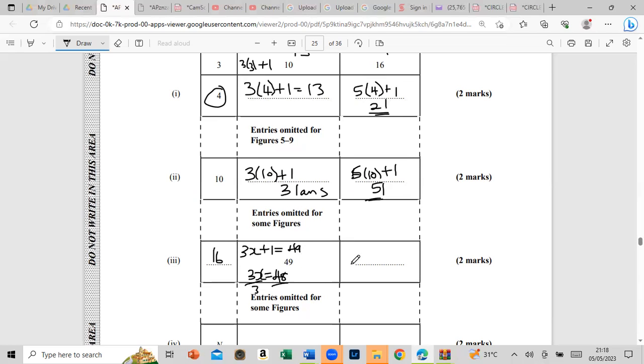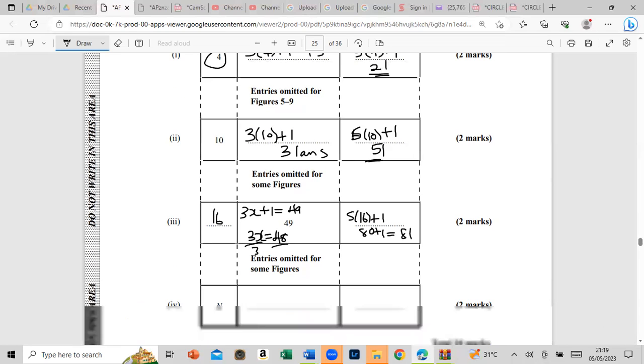Alright, so because you know x is 16 now, we're gonna say 5 times 16. That's not hard, guys. Come on. So that gives us 80 plus 1, which works out to 81. So we don't make maths complex when it's easy. Just do it, guys.